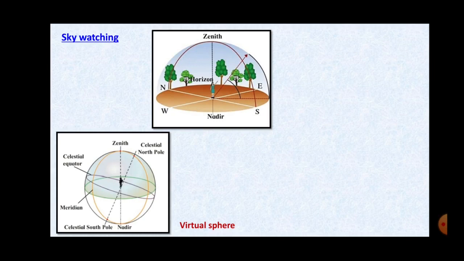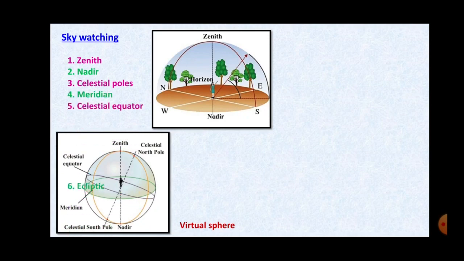And the last remaining is ecliptic. Now, what is ecliptic? The earth moves around the sun, but if we see from the earth, the sun appears to move along a circle on the celestial sphere. Now, the circle which describes the apparent motion of the sun is called the ecliptic. So, these are the few important terms which you should know when you are going for sky watching. Zenith, nadir, celestial poles, meridian, celestial equator and ecliptic.